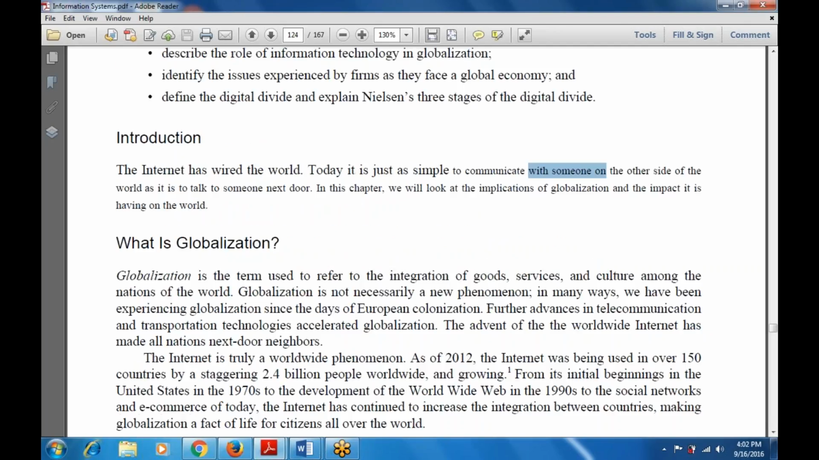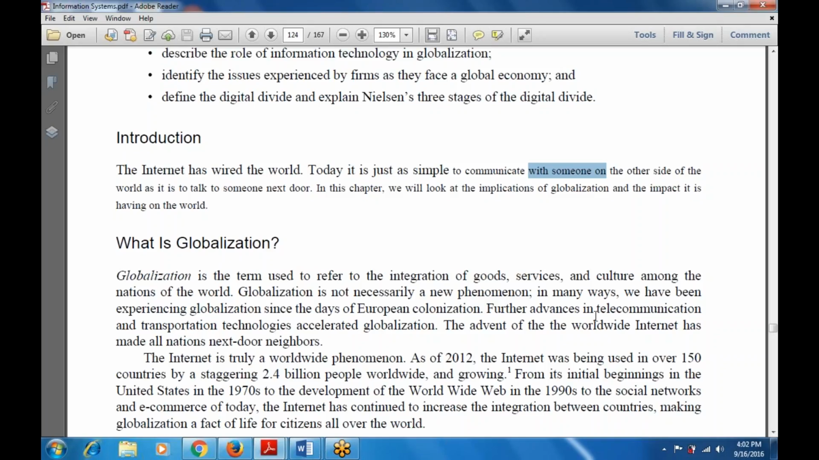Now, what is globalization? It is a term used to refer to the integration of goods, services and culture among the nations of the world. How to integrate the goods, how to integrate the services, how to integrate the culture among the nations of the world. And globalization is not necessarily a new phenomenon. In many ways, we have been experiencing globalization since the days of European colonization.